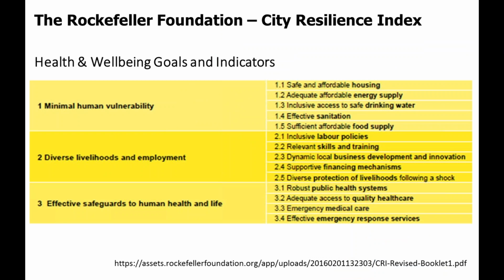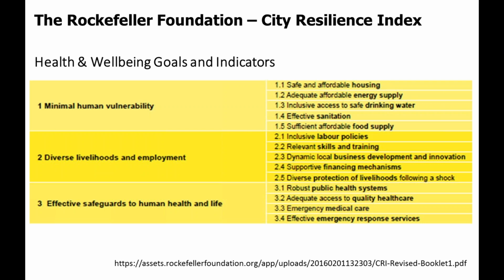This is another way they use their index, so that we've taken those same indicators and tied them to the goals. Under the minimal human vulnerability goal, they've identified 5 indicators to support that, which is that you have safe and affordable housing, adequate affordable energy supply, inclusive access to safe drinking water, effective sanitation, and sufficient affordable food supply. Under the goal of diverse livelihoods and employment, you've got inclusive labor policies, relevant skills and training, dynamic local business development and innovation, supportive financing mechanisms, and diverse protection of livelihoods following a shock.